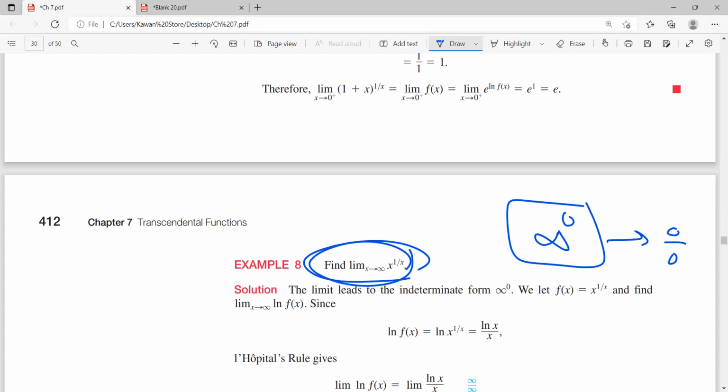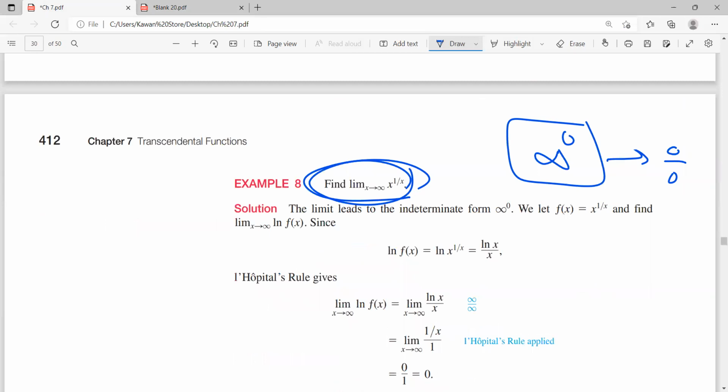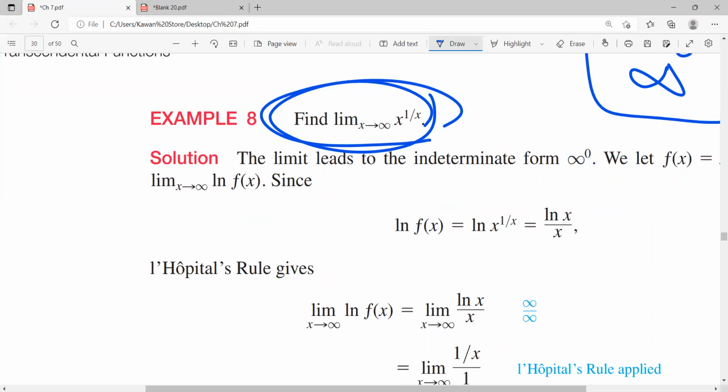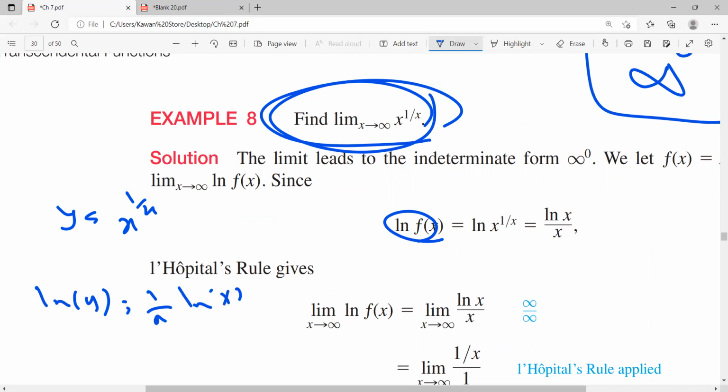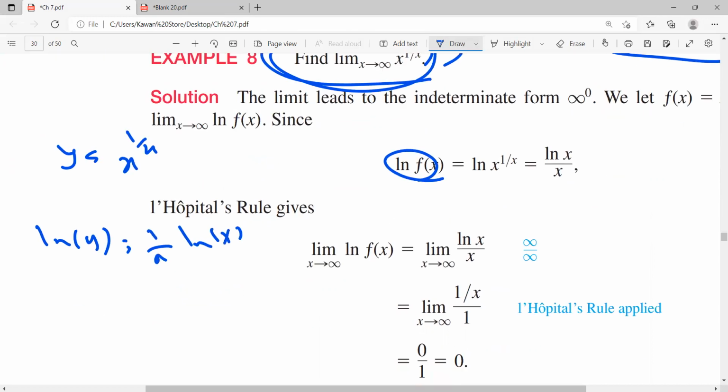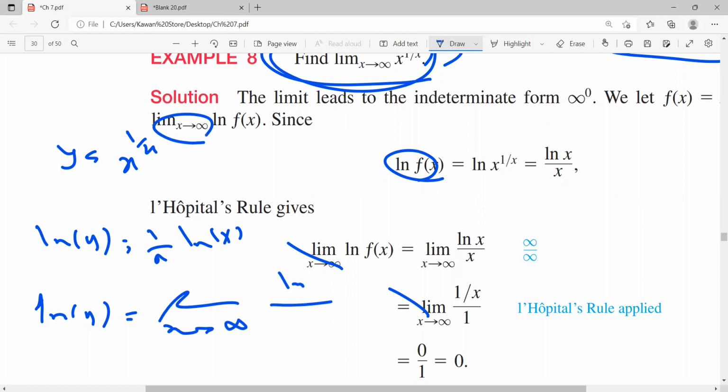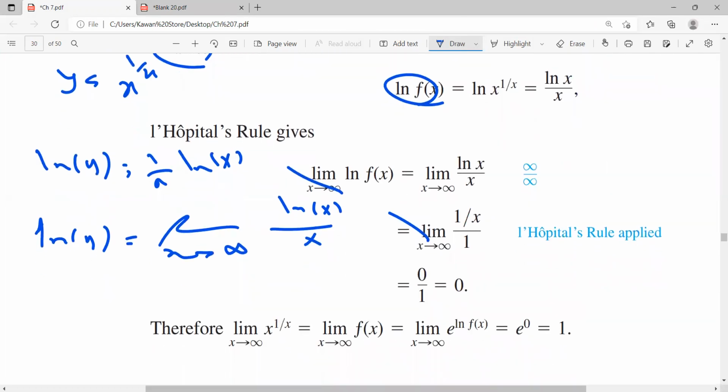So how do we do it? We should take a ln. Look at here, example 8, please. Yalla, directly, I'm going to solve example A here. We have y, we can say y equals x to the power 1 over x. Ln of both sides is equal to 1 over x times ln x, am I right? And take a limit: ln of y is equal to the limit as x approaches infinite of ln of x over x, right?